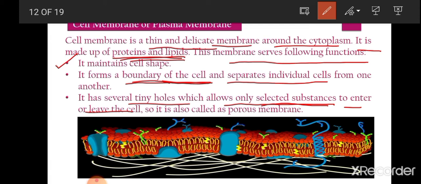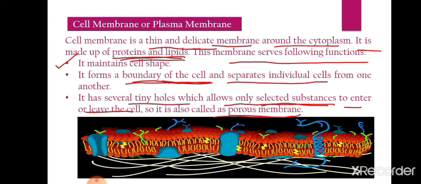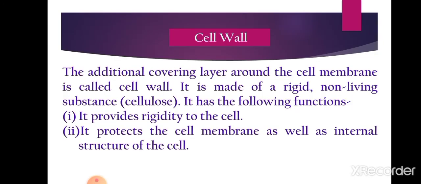That is why it is selectively permeable. Selectively permeable means it allows only few things, only selected things to leave the cell or to enter the cell. And this membrane is a porous membrane. Why? Because of the presence of so many tiny pores. So this is the cell membrane or plasma membrane, the outer covering of the cell. Now next, cell wall. The cell wall is the additional covering layer around the cell membrane.